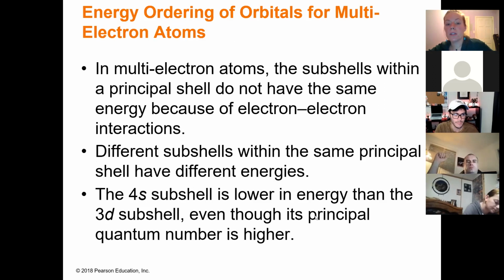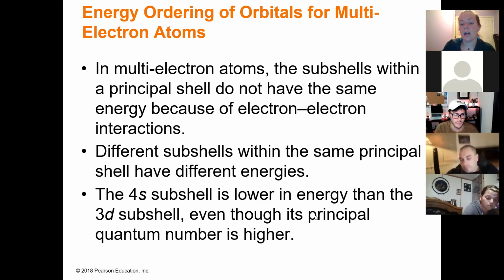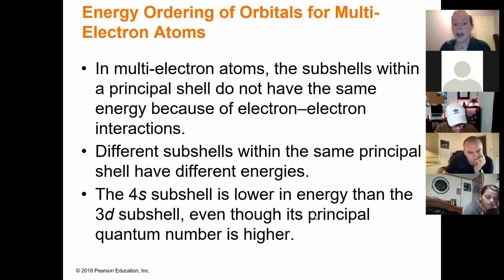So in multiple electron atoms, which is, I mean, everything past hydrogen has more than 1 electron, the subshells within a principal shell do not have the same energy because of electron-electron interactions. So different subshells within the same principal shell have different energies. This is where it gets a little weird. So the 4s subshell is actually lower energy than the 3d subshell, even though its principal quantum number is higher. So this has a lower energy or is easier to fill than this.